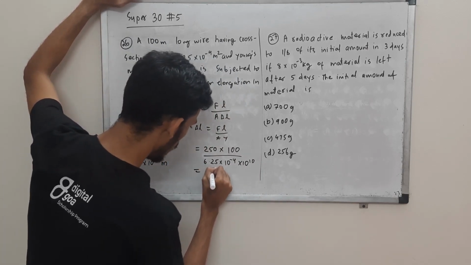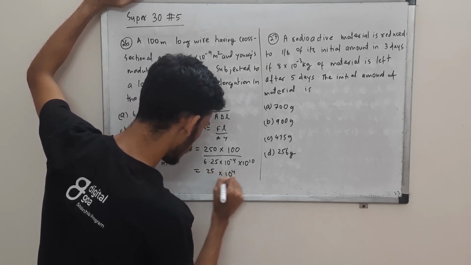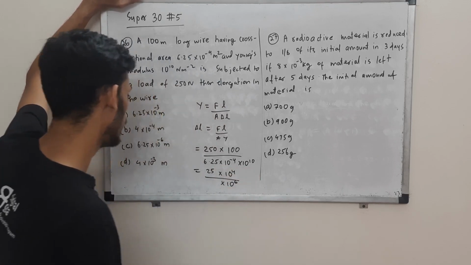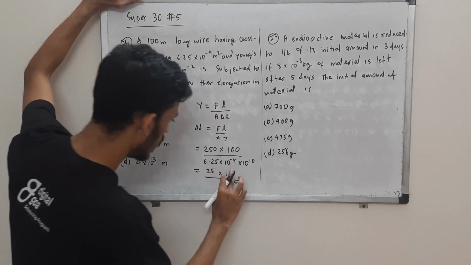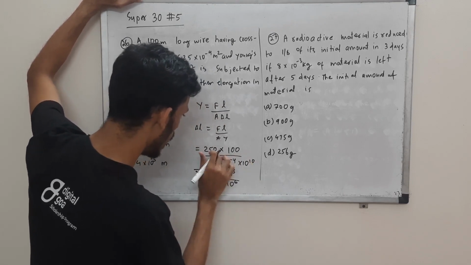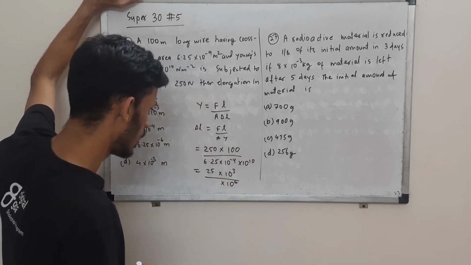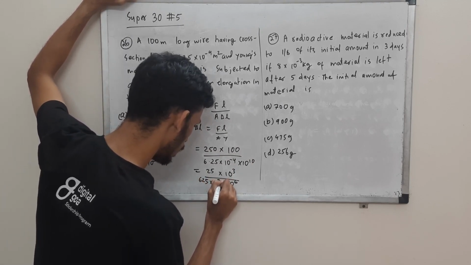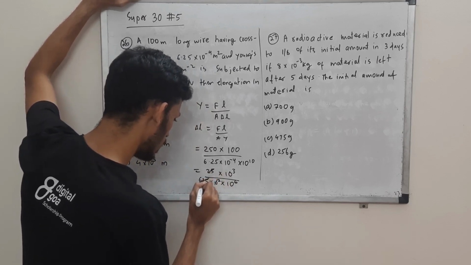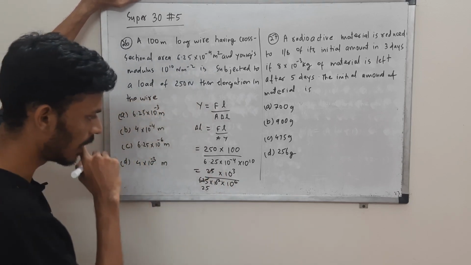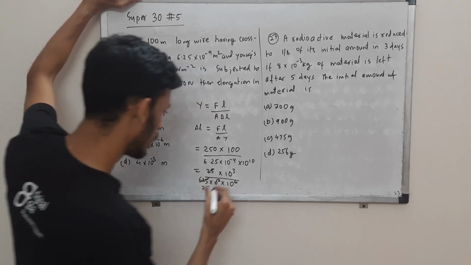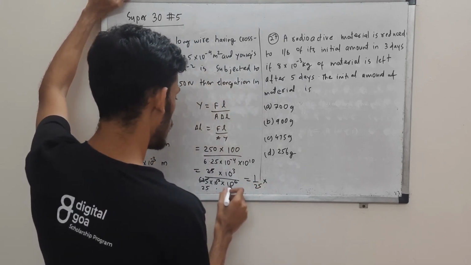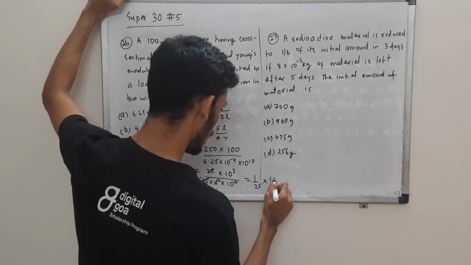So if I write 25 into 10 to the power 4, and here we'll have 10 to the power 6, right? Okay, this is not 10 to the power 4, this is 10 to the power 3, and I can also write this as 625 into 10 to the power minus 2, right? So this is 1 by 25. So what is next? 1 by 25 into 10 to the power 4 and 10 to the power minus 1.